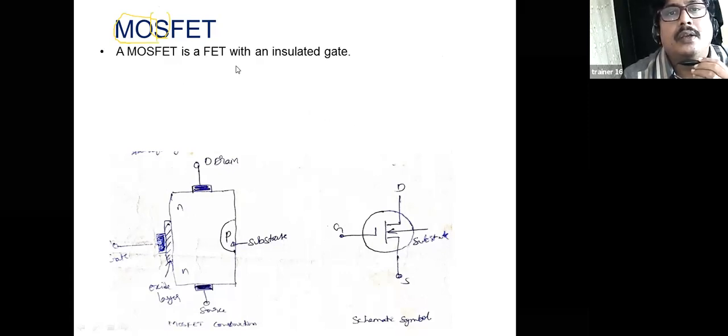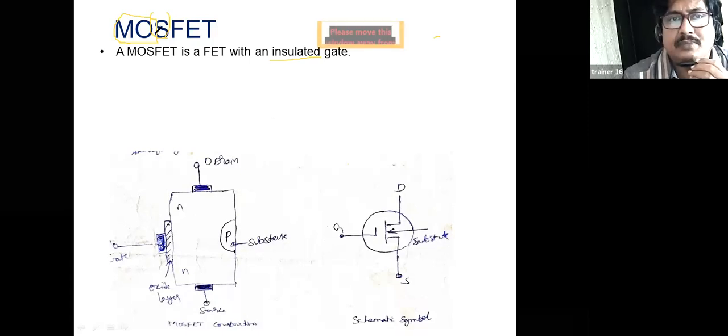A MOSFET is a FET with an insulated gate. The gate is insulated, which means dielectric. The dielectric is nothing but metal oxide, that is silicon dioxide. Silicon dioxide insulates the gate.